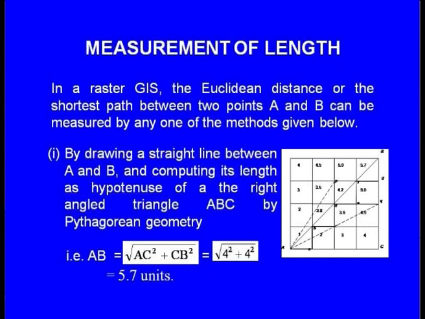First is by drawing a straight line between A and B and computing its length as the hypotenuse of a right angled triangle ABC by the Pythagorean theorem, that is AB is equal to the square root of AC squared plus CB squared. So, if the cell sizes are of unit length, then as per this particular figure as shown here, the distance of AB would be 5.7 units.